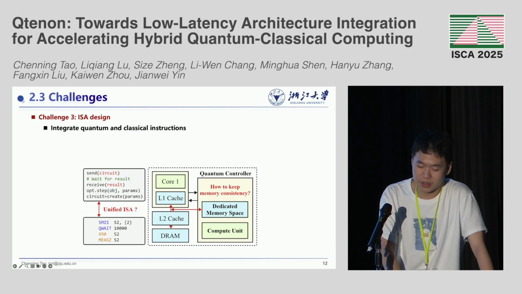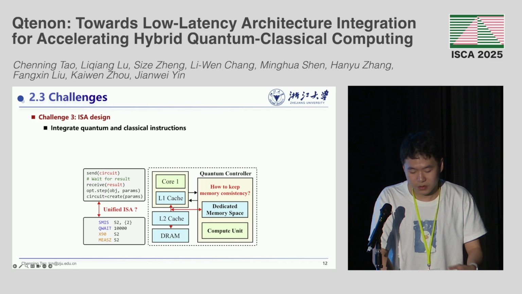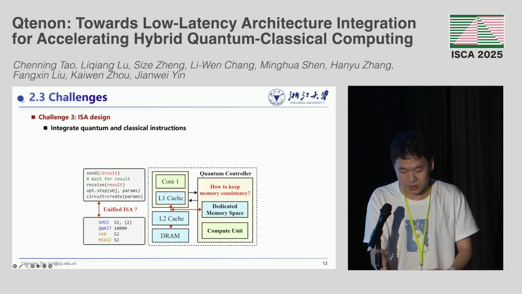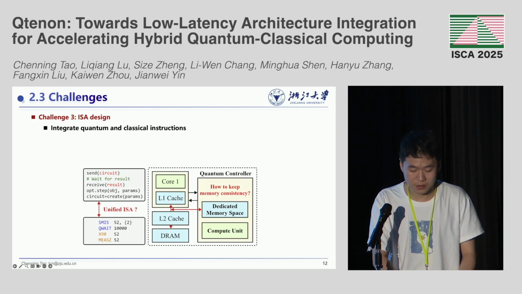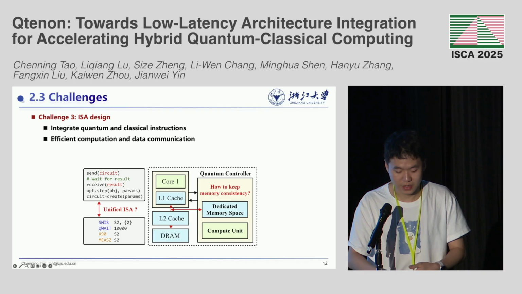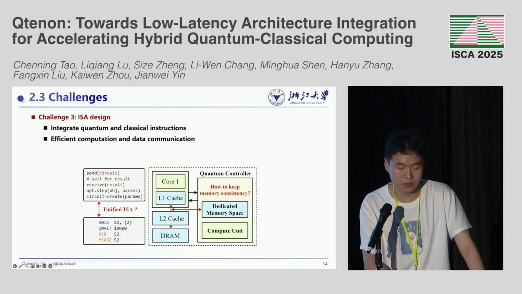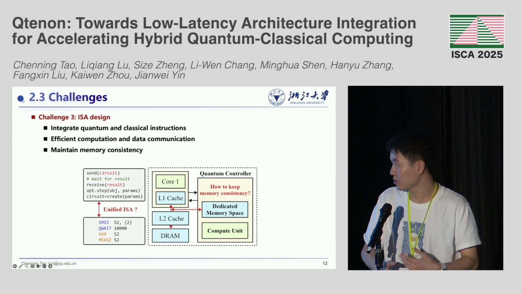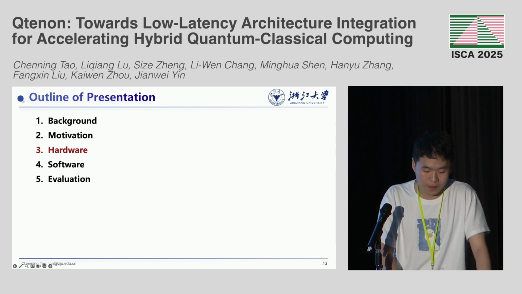The third challenge is the ISA design. We need to define a unified instruction set that works for both the host and the quantum accelerator. This should support efficient computation and data communication between those two. We also need to maintain memory consistency between the controller and the host part.